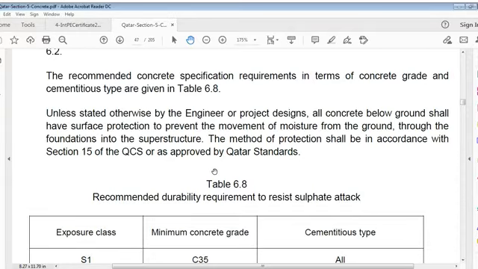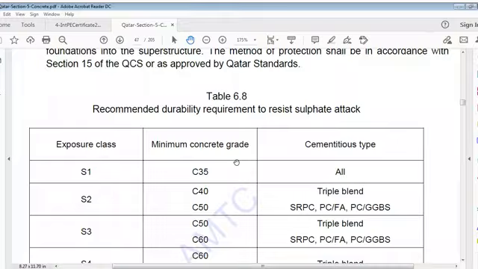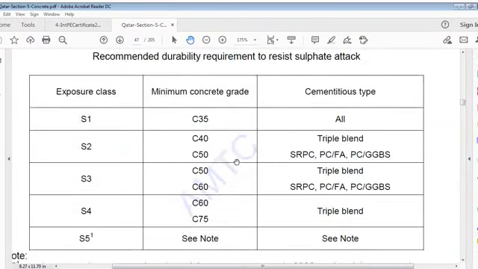Unless stated otherwise by the engineer or project design, all concrete below ground shall have surface protection to prevent movement of moisture from ground through foundations into superstructure. Method of protection shall be in accordance with section 15 of QCS or as approved by standards. Now this is table 6.8. Recommended durability requirement to resist sulfate attack.